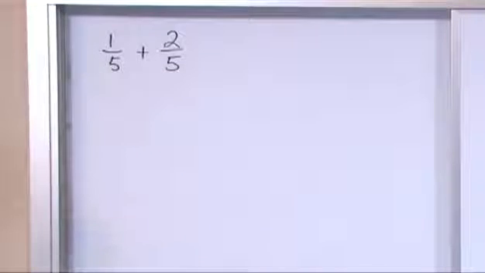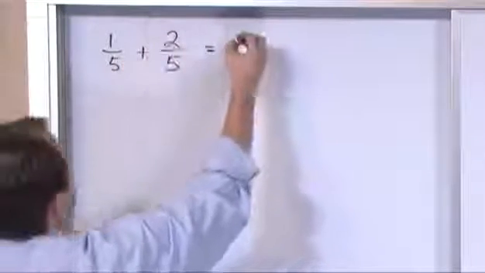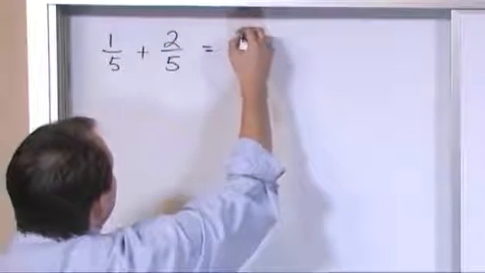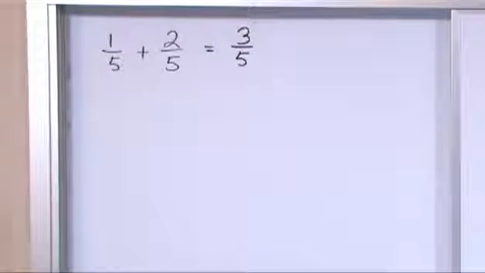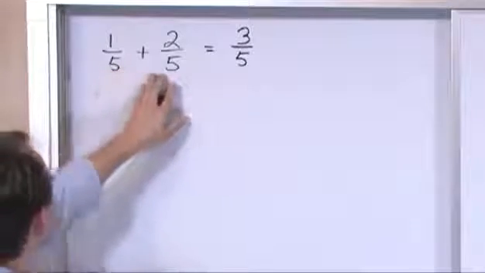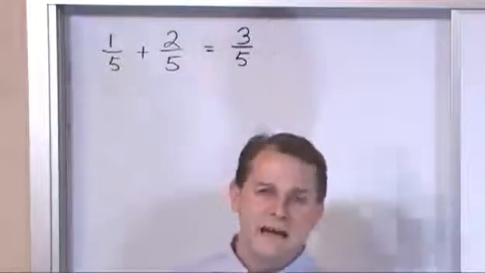We add them all up. How many pieces do you think we should have? Well, if this guy has 1 out of 5 pieces, and this guy has 2 out of 5 pieces, then the answer is 3 out of 5 pieces. That's what we do when we add these two fractions together. And it makes sense when you say it out loud because the denominator is the same in both cases. So when you say it in the form of a sentence, it kind of makes sense.